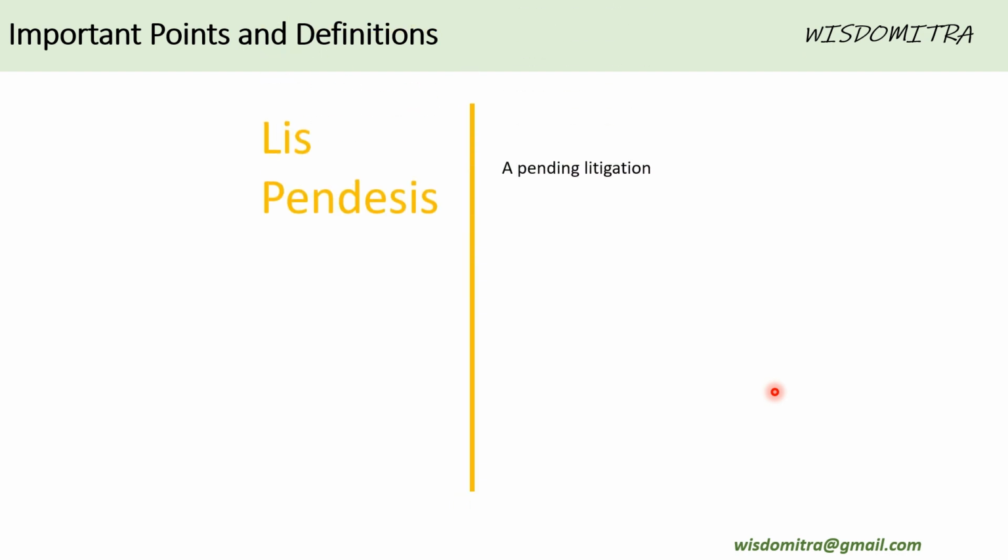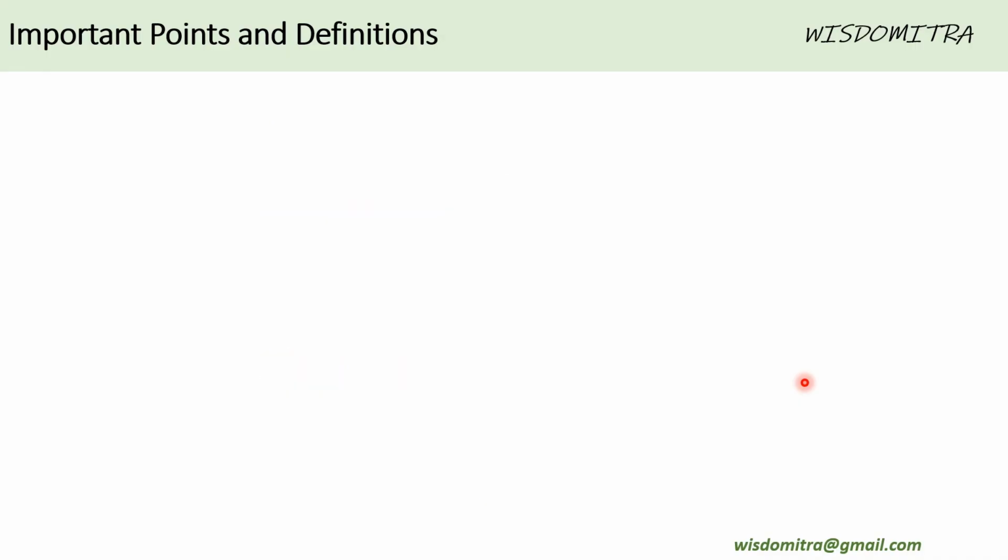Next term, lis pendens. A pending litigation is called as lis pendens. Sine die, it means adjournment without resumption date. So, say for example, if I say monsoon session has been adjourned sine die, it means it is adjourned and it's not going to get started anytime soon. There's no date provided for it.